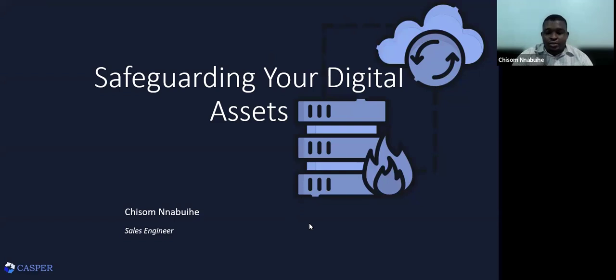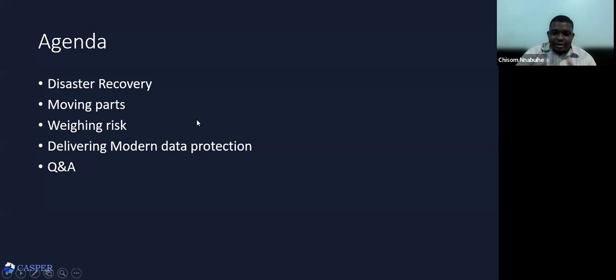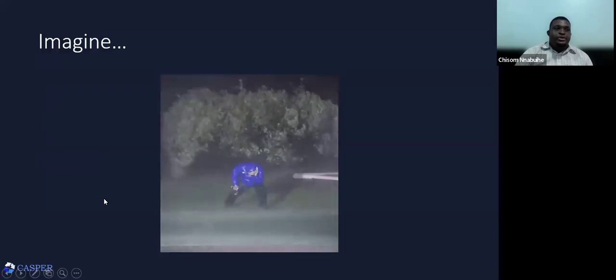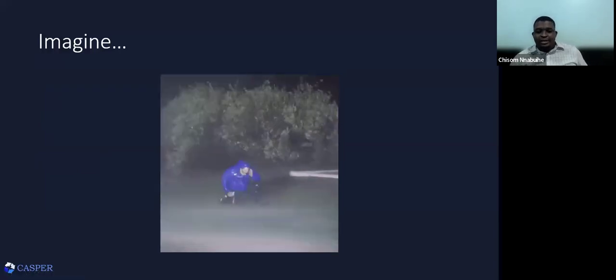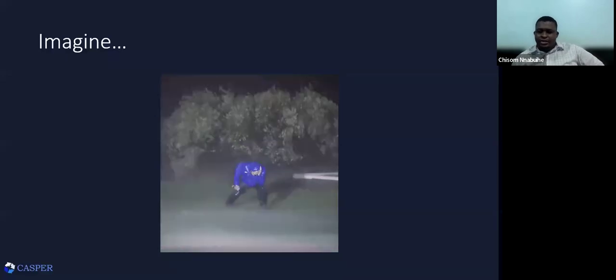Okay. So today we'll be talking about how you can safeguard your digital assets as an organization, and the kind of things that you should look out for when you are making plans to safeguard the assets. So our agenda would be, we talk about disaster recovery, we look at the moving parts for disaster recovery, and we'll also talk about how you should weigh risk when it comes to your applications or your servers or whichever data that you need to protect, and then how you could deliver modern data protection that will meet your organization's needs.